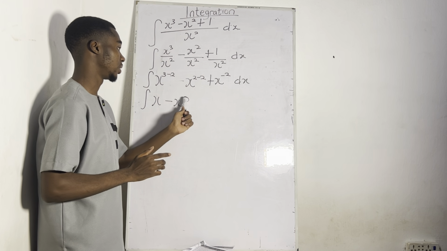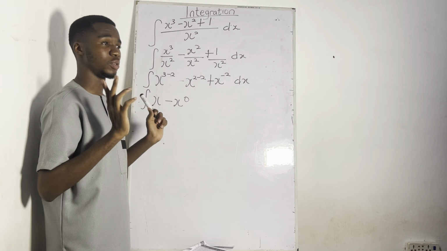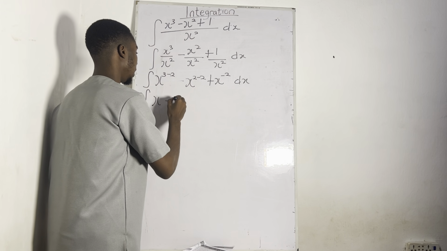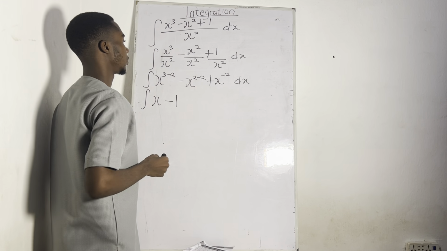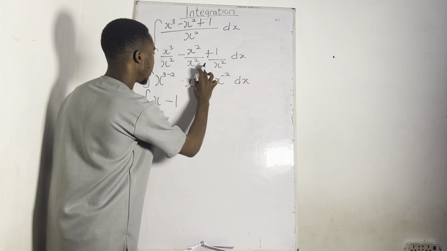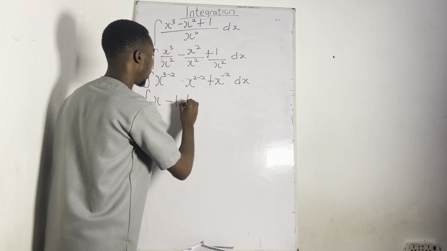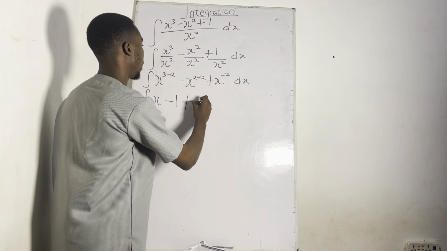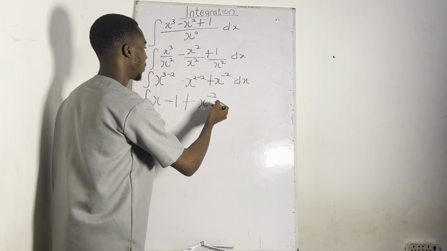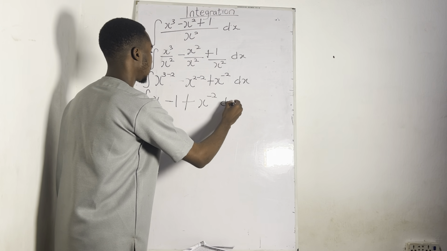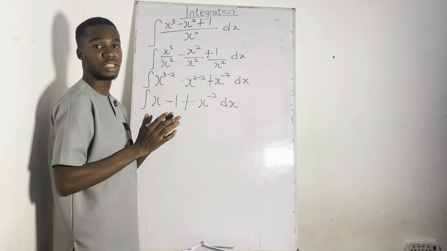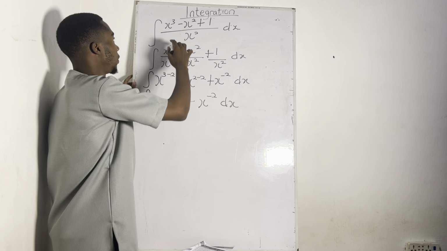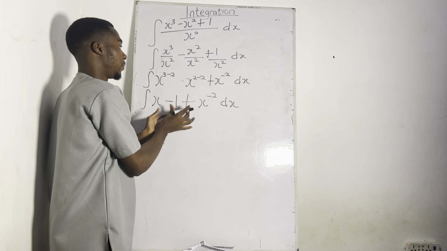So you have x exponent 0, and this is the same as 1. So you can just make this 1, so x minus 1. Everything here has become 1. So plus x exponent negative 2. Here we can just write our x exponent negative 2. There are no simplifications to be done. Then dx. Alright, now that we have this, we can actually integrate. We've simplified the whole thing, and when we divided all by x squared, this is the final result we are getting.